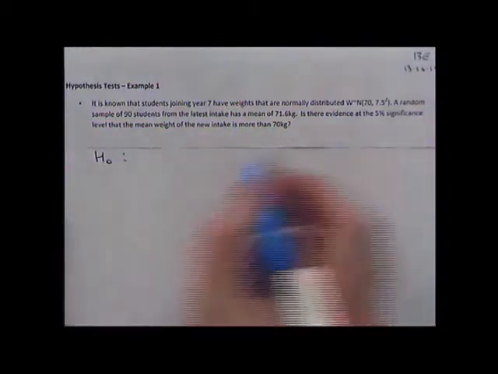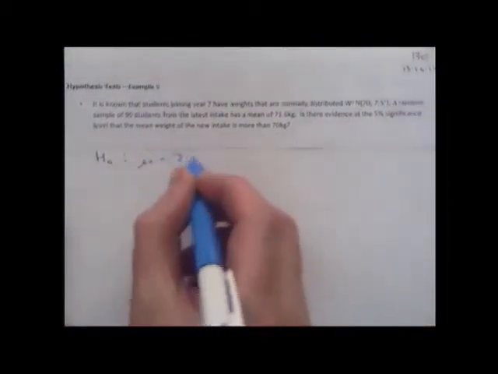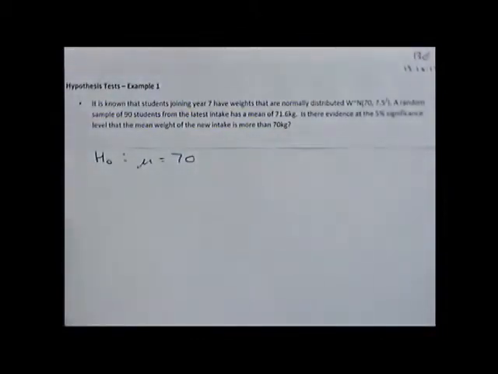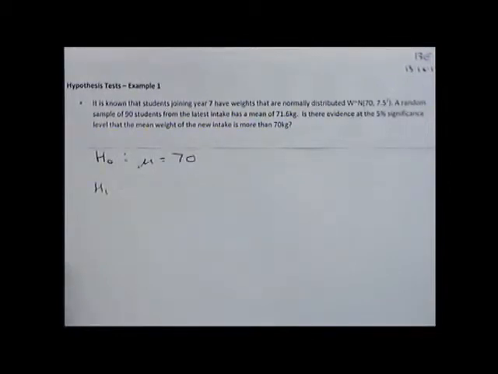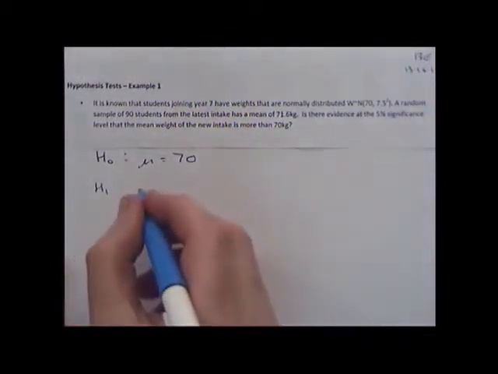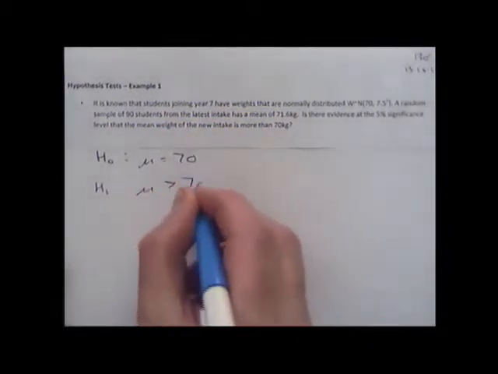Right, a null hypothesis is like, well, what did we say about the court this morning? A null hypothesis is that they are innocent. So they are just the same. It's the status quo continuing. The null hypothesis is that mu equals 70. That is what it's always been. Your alternative hypothesis has got to be the equivalent of guilty. Now, is there evidence that the mean weight is more than 70 kilograms?